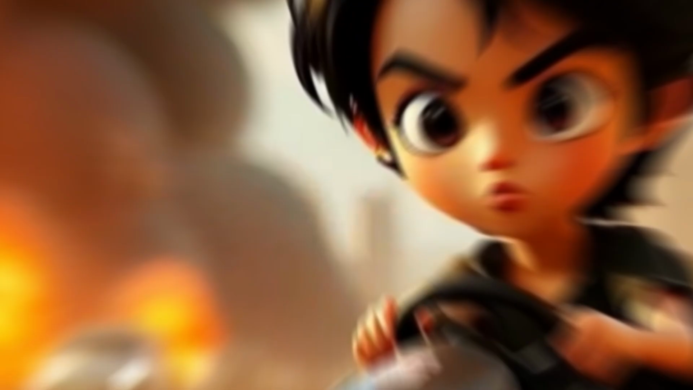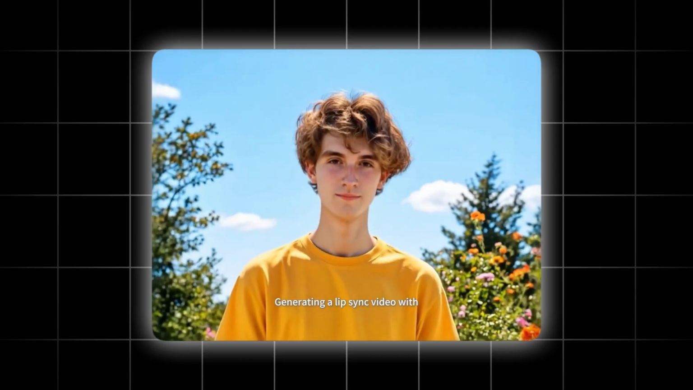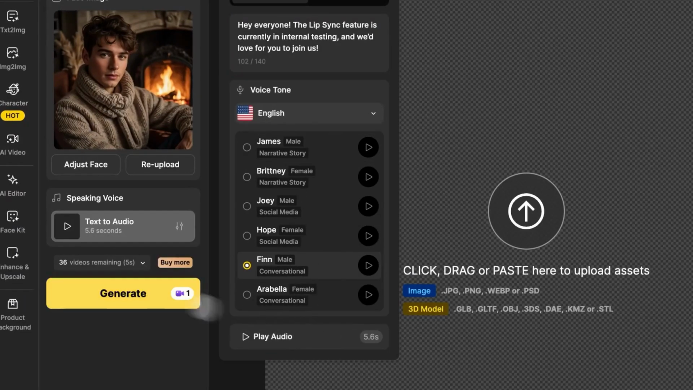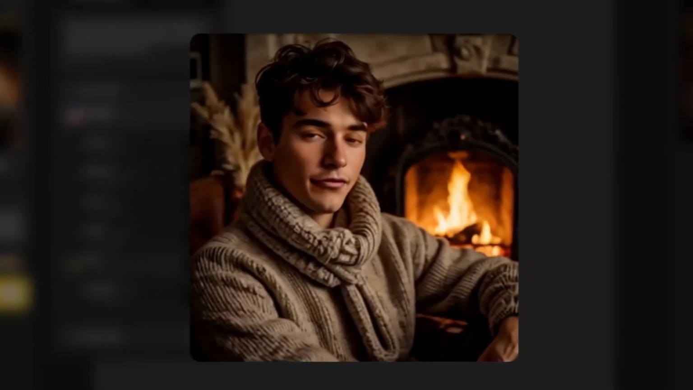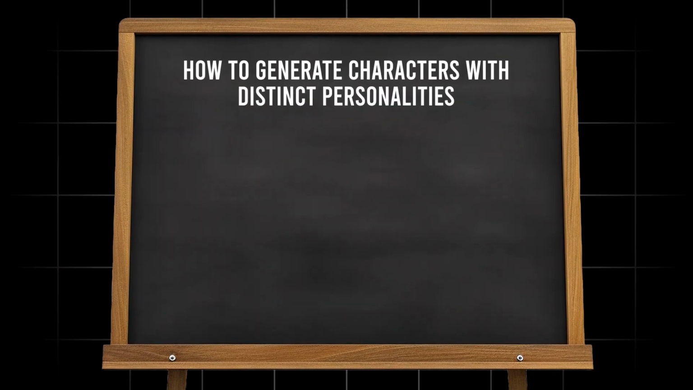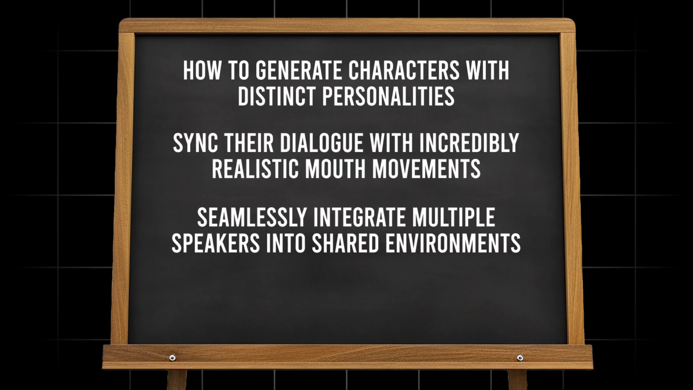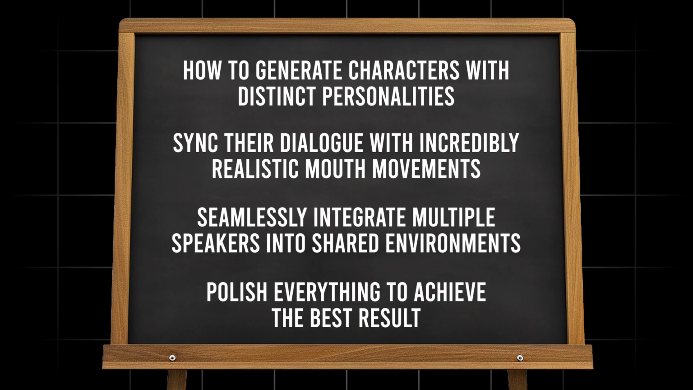Welcome to what might be the most comprehensive tutorial you'll find on creating realistic lip-synced conversations between multiple AI characters. Today I'm going to walk you through the entire process of transforming static images into dynamic, talking characters that can hold natural conversations within the same scene. By the end of this tutorial, you'll know exactly how to generate characters with distinct personalities, sync their dialogue with incredibly realistic mouth movements, seamlessly integrate multiple speakers into shared environments, and polish everything to achieve that professional, believable finish that makes viewers do a double take.